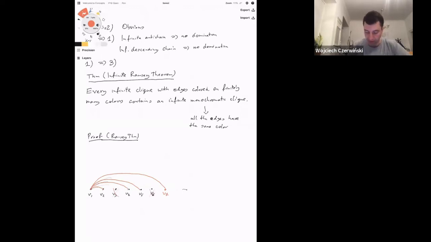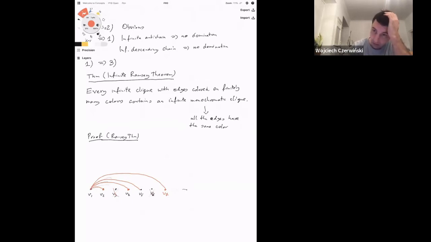So now we look at the subgraph of V1 and all the vertices such that they are connected by a red edge to V1. I don't want to draw a complicated picture here. Now I look at the second vertex, V2, and at all the other vertices to the right, which are, let's say, active, such that they are connected by red to V1.